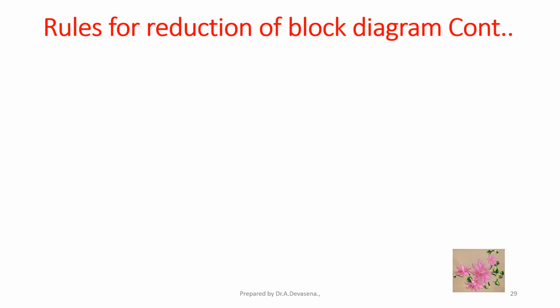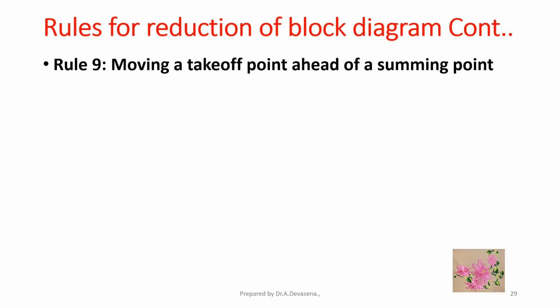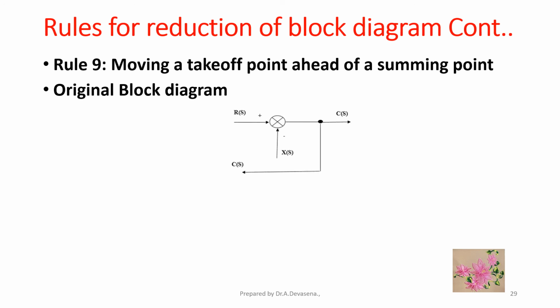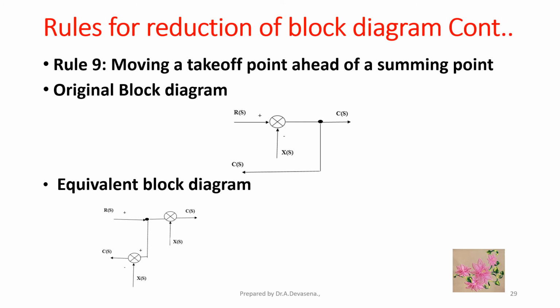Rule number 9. Moving a takeoff point ahead of a summing point. The original block diagram is shown below. Here, the takeoff point is present at the output side, and we are going to shift the takeoff point ahead of a summing point. So, the equivalent block diagram is shown below. This is the representation. Now, we are going to shift the takeoff point towards the input side. This is represented here.